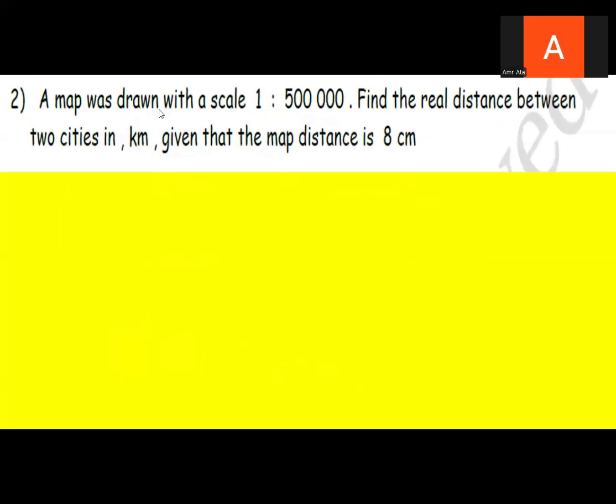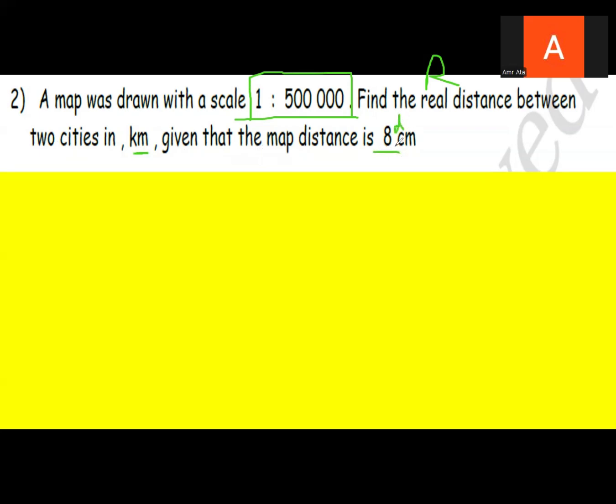A map is drawn with a scale 1 to 500,000. He gave me here the scale drawing, not asking me to find it. He gave me the scale drawing. Find the real distance. He wants R, the real distance between 2 cities in kilometers, given that the map distance is 8. He gave me the map distance.